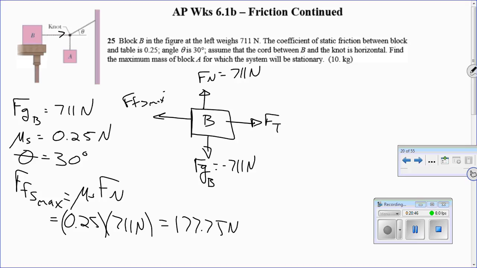So the max is 177.75 newtons. All right, so everybody get up to there. That means that as long as our tension is that number or less, we're good, right? So let's assume the worst case scenario and assume that the tension is also 177.75 newtons. Wouldn't it have to be that? Because it's completely horizontal. So the idea is the heavier this mass is, the more tension there's going to be, right? Is everybody good?